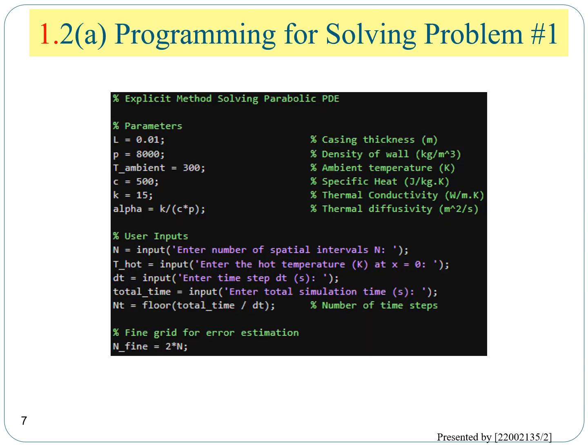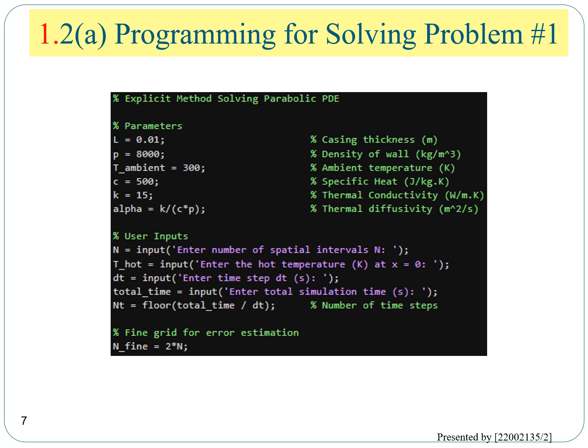Okay, so now here is the coding for the explicit method. We have the parameters: casing thickness, density of the wall, the ambient temperature, and the specific heat. Also, the thermal conductivity has already been made into constants. So here is the input. The user needs to put in the number of spatial intervals, the hot temperature in Kelvin, the time step, and also the total simulation time. NT will calculate the number of time steps needed.